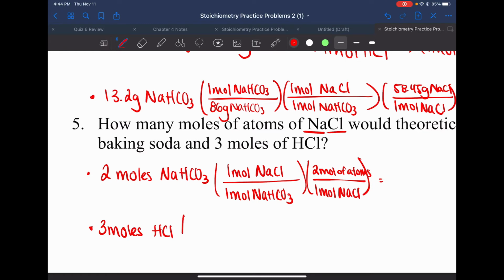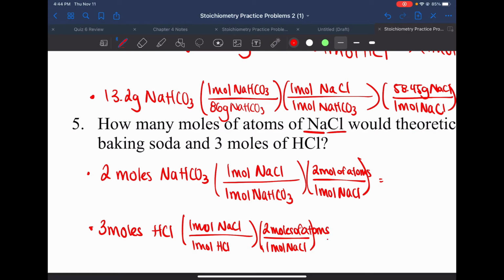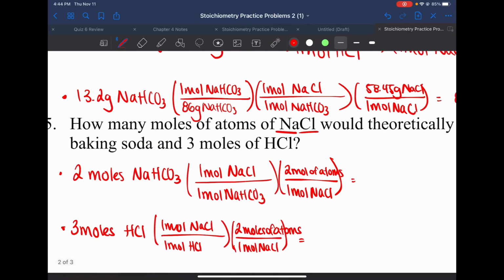All right, same step here. 3 moles of HCl for every 1 mole of NaHCO3. Oh, sorry. I'm off my game today. HCl, 1 mole of NaCl. And for every 1 mole of NaCl, we form 2 moles of atoms. Okay, so 2 moles times 2 is 4 moles of atoms. And then here it'd be 3, so we get 6 moles of atoms.